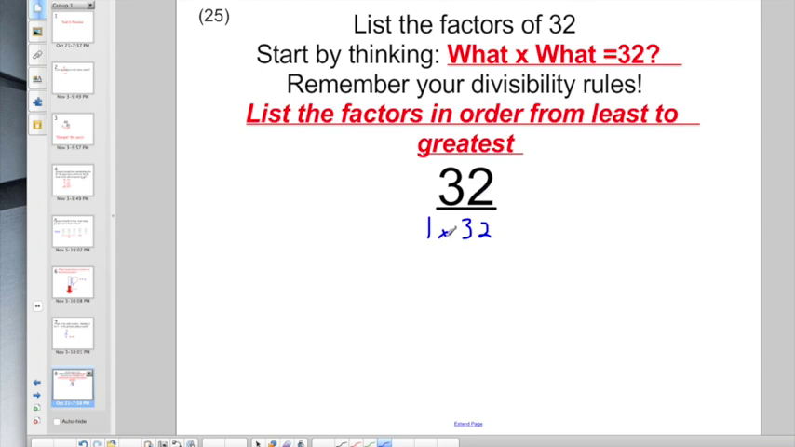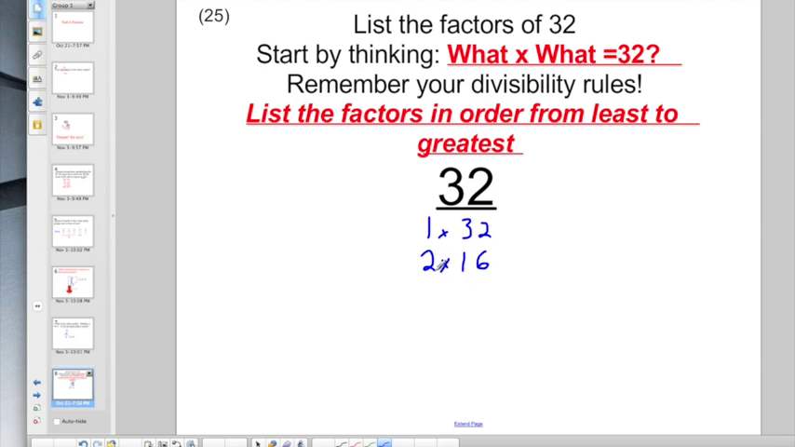Now my divisibility rules. I have a divisibility rule for 2. If it's even, I guarantee that there is some number that will multiply by it, right? But you're not going to find it on your multiplication chart. 2 times what equals 32? Well, you could go the other way. 32 divided by 2. Maybe you know it, maybe you need paper, but that answer is 16.